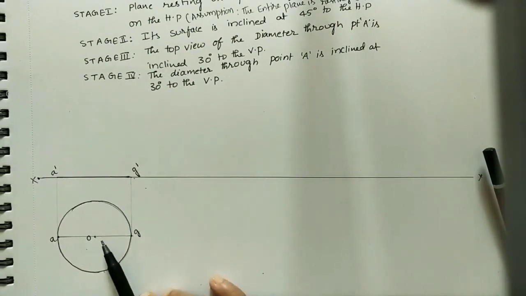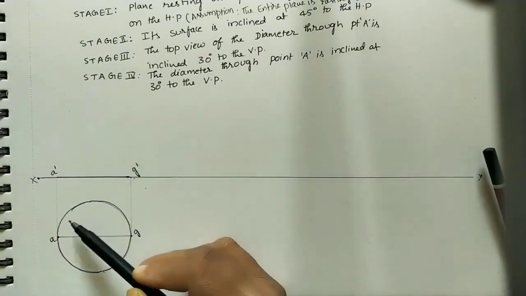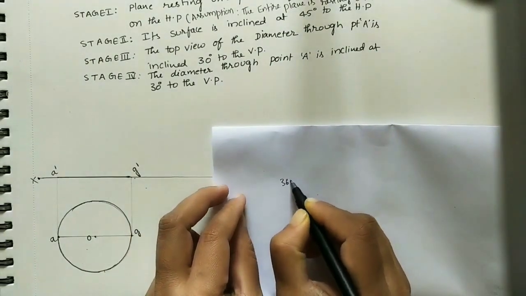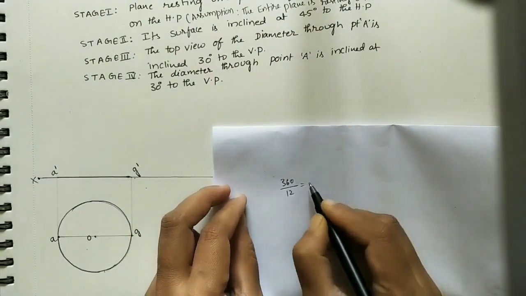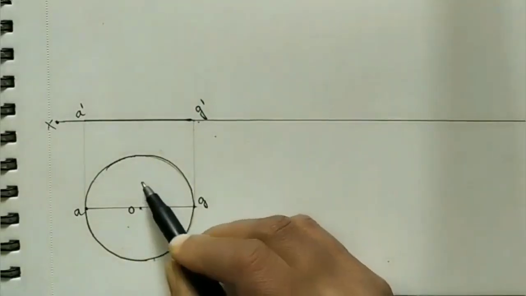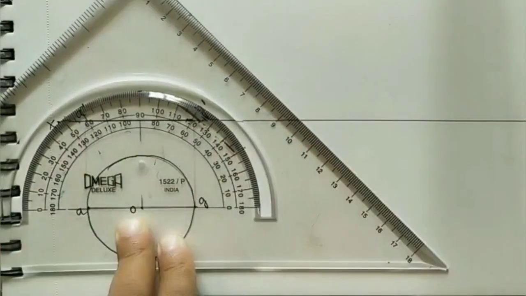Now divide this circle into 12 equal divisions for getting the perfect shape in both the front view and top view. For dividing the circle into 12 divisions, as we know, the angle at the center is 360 degrees. Divide this 360 degrees into 12 divisions. Each division is 30 degrees. So we'll take 30 degrees from this horizontal diameter.